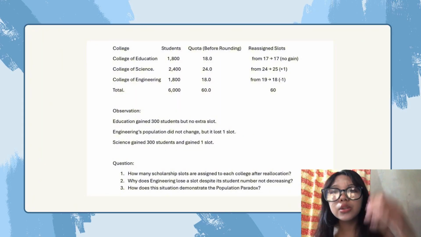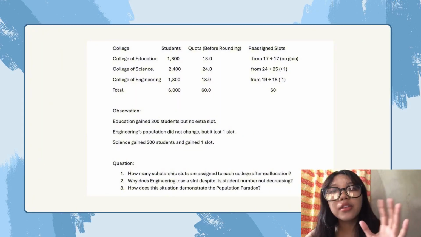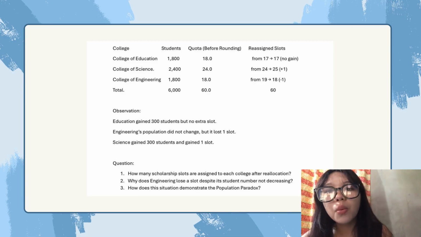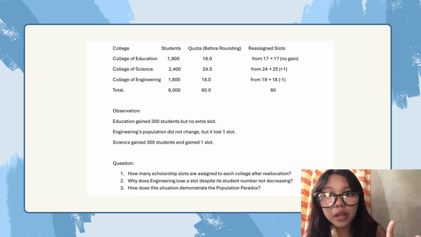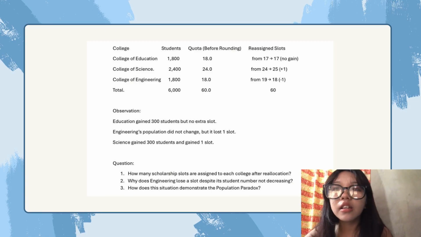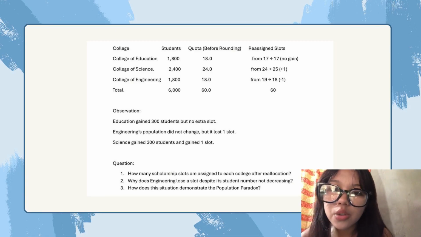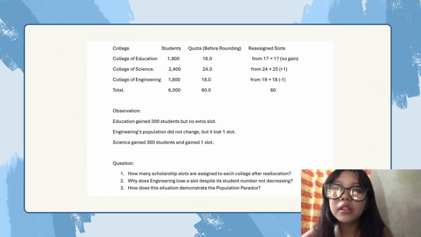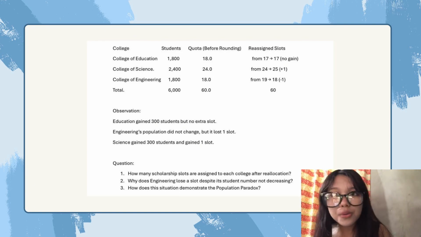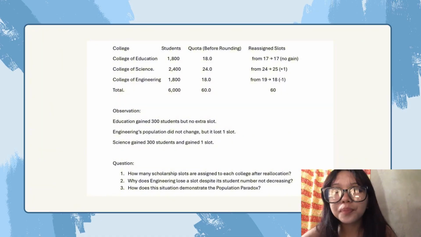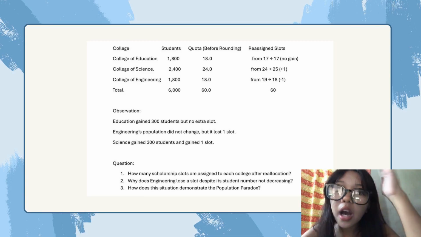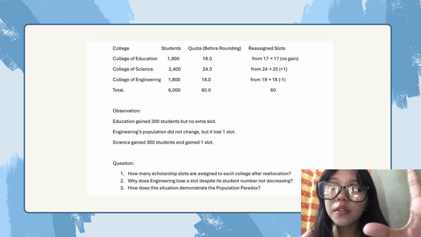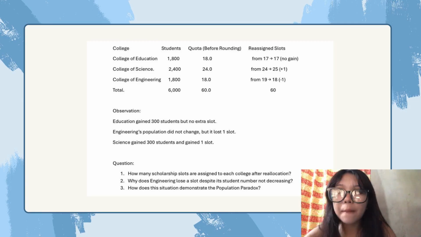From this new distribution, we can see three important things. Number one, education gained 300 students, but it did not gain a slot. Second, engineering did not lose students, but it lost one slot. The third one, science gained 300 students, and it also gained one slot. Now the question is, why did engineering lose a slot even if the number of students did not decrease?